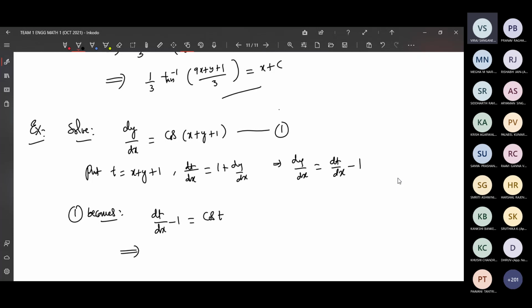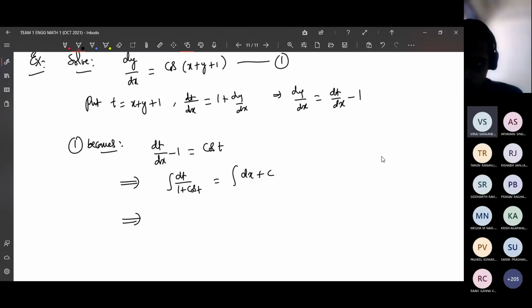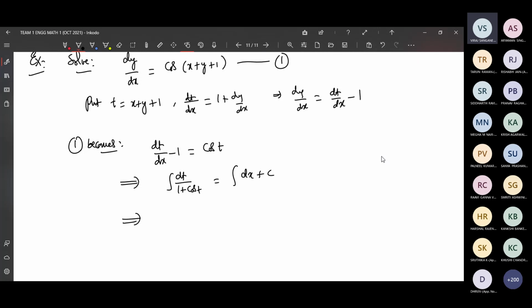So this means one step directly I can write dt by 1 plus cos t, taking to the down, equal to dx. You are taking the right hand side dx plus c. So you have different ways of doing this, right? You can write this as 1 plus cos t. You can put it in the form dt by 2 cos square t by 2 equal to minus x plus c, that means c.